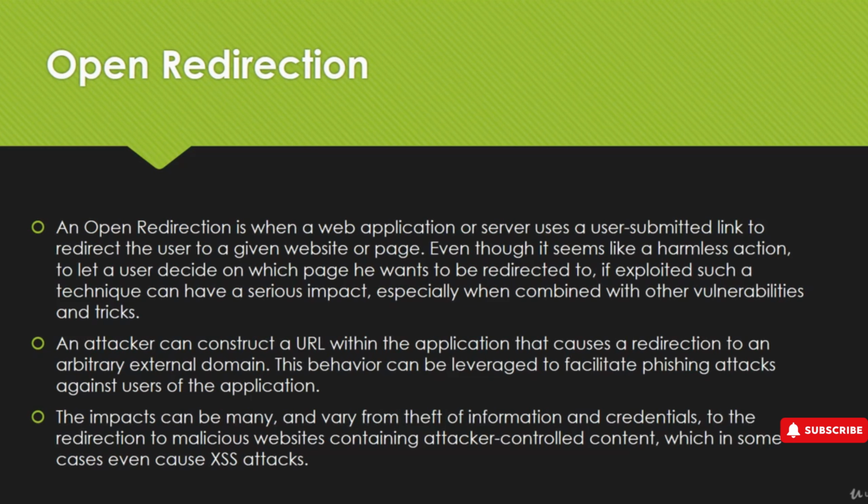An attacker can construct a URL within the application that causes a redirection to an arbitrary external domain. Over here, external domain refers to the website on which the attacker wants the user to be redirected. This behavior can be leveraged to facilitate phishing attacks against users of the application. The impacts can be many and vary from theft of information and credentials to the redirection to malicious websites containing attackers' controlled content, which in some cases even causes XSS attack.